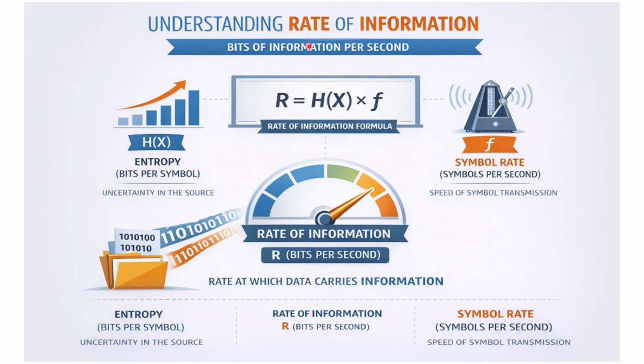Okay, so rate of information. Now another topic is here. The rate of information, that is R, is the multiplication of the entropy and how many times the event will occur. So entropy is in bits per symbol, and the symbol rate is how many symbols per second you are sending, the speed of the symbols, that is frequency, symbols per second. That is how you can find the rate of information.